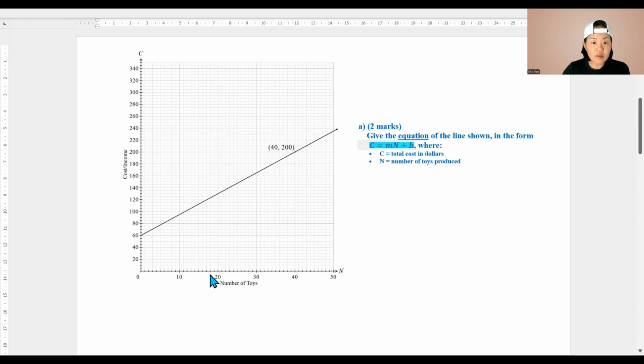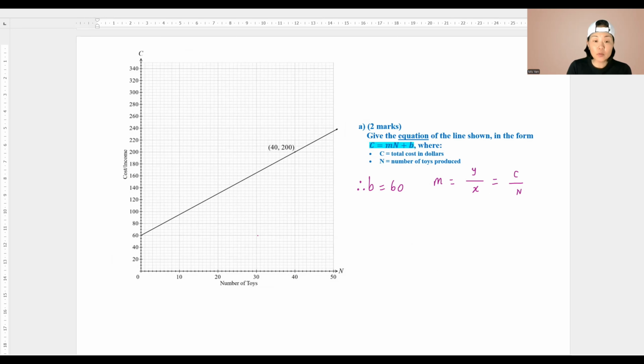So let's have a look at the graph here. This is our y-axis, and this is our line that we need to find the equation for. It cuts through 60. It actually starts from 60, so our y-intercept, which is b, is 60. Now, we need to find the gradient m. m is rise over run, which represents the change of y's over the change of x's. In this graph, it's the change of cost over the change of number of toys.